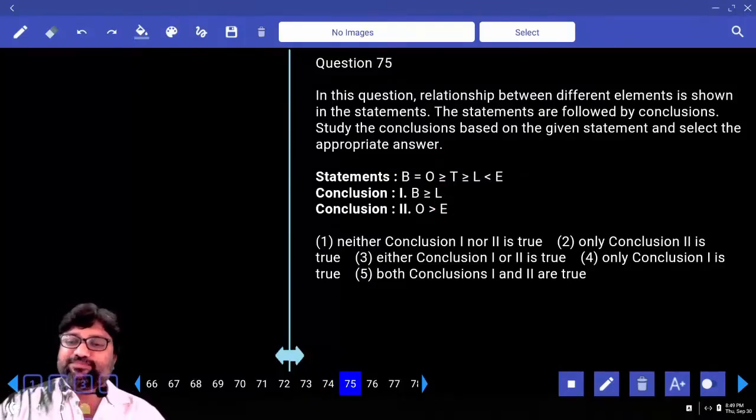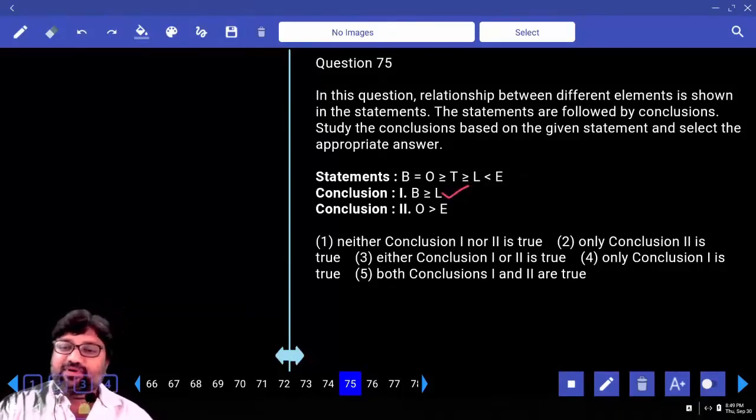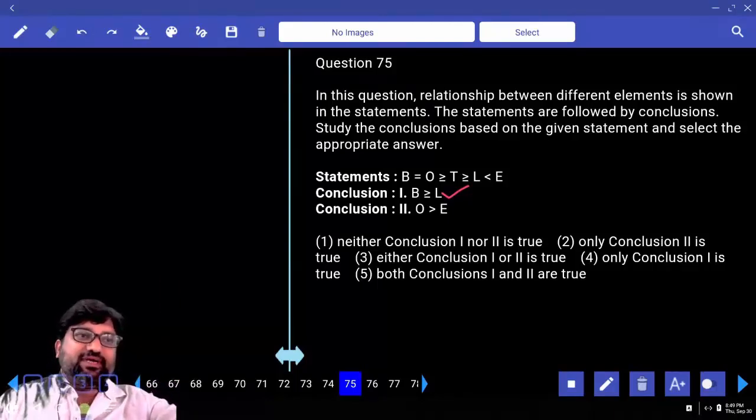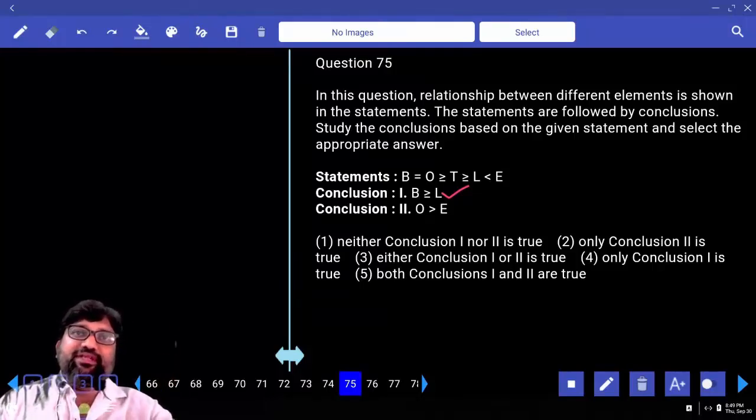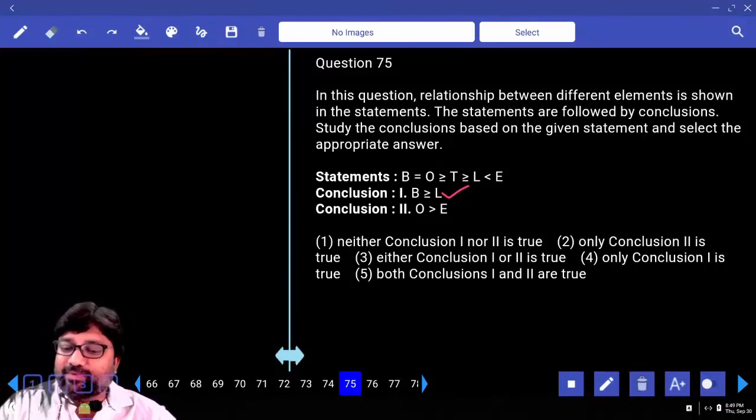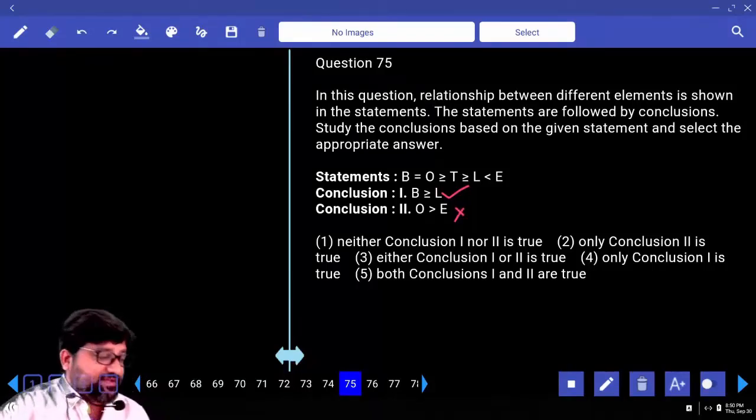75, B greater than or equal to L. Yes or no? 100% yes. Because between B and L, there is only one symbol. Greater than or equal to, greater than or equal to. Equal to is not at all a symbol for us, because equal to will not make any difference. Next, O and D, the problem is that they are opposite. So cannot be determined. So what's the answer? Only 1 follows.